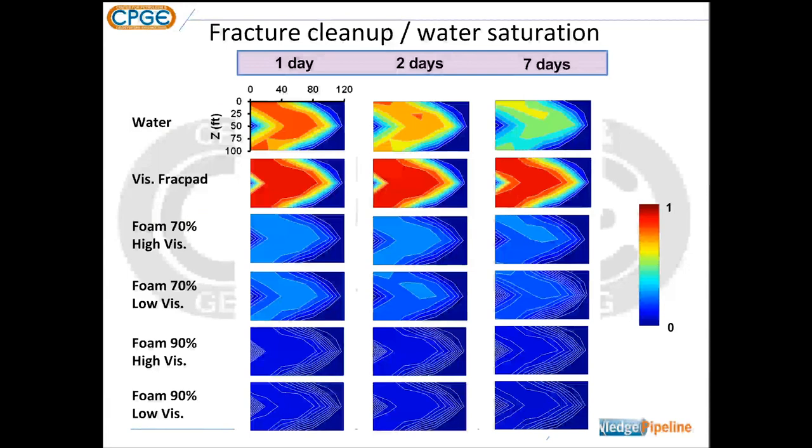Here's some simulations that we've performed of the fracture cleanup and the water saturation in a fracture using different amounts of foam compared to water or a viscous frac pad. So what you can see at the top there is the height and the length of the fracture, and the color coding shows you the water saturation with more red showing more water. You can see that in the case of just using water or a viscous frac pad as your fracturing fluid, you end up with a lot of water inside your fracture, which really, really reduces the initial production rates.